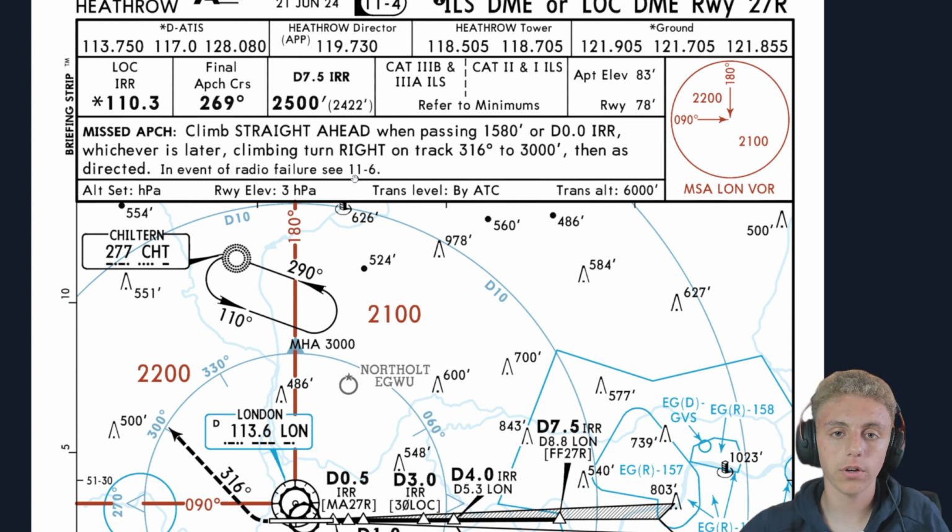The transition level over here is set by ATC, and the transition altitude is 6,000 feet. The difference between them, pretty much transition level, is as you're descending and you're going to cross it, and then you have to switch to the local QNH. While transition altitude is as you're climbing, you will go from the local to the standard 1013.25 hectopascals.